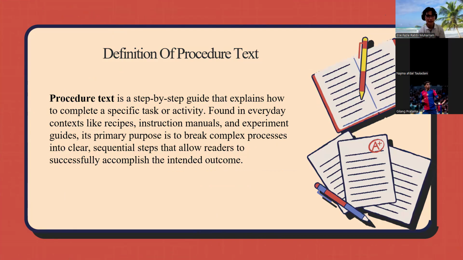So, definition of procedure text. Procedure text is a step-by-step guide that explains how to complete a specific task or activity. Found in everyday contexts like recipes, instruction manuals, and experiment guides. Its primary purpose is to break complex processes into clear, sequential steps that allow readers to successfully accomplish the intended outcome.